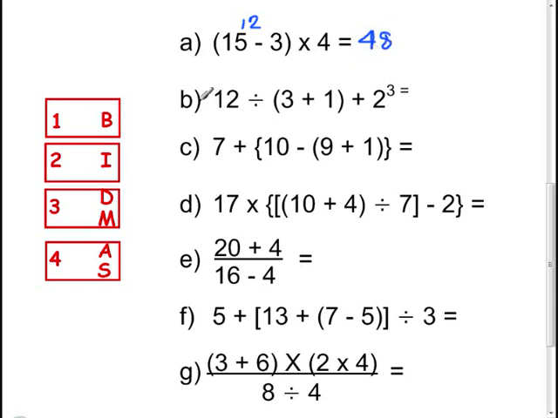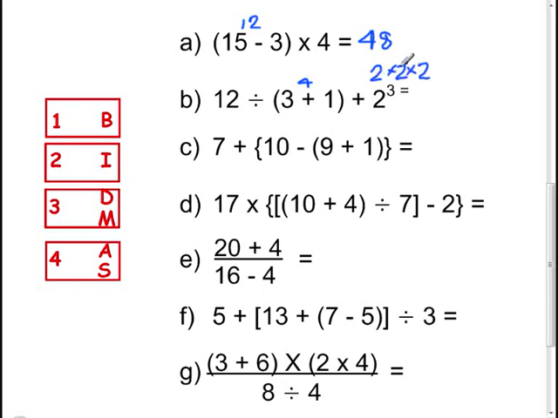Now let's try B. Again, you start with your brackets, and here we've got brackets. 3 plus 1 is 4. I'll solve that first. The second step, well, we've got division, addition, and we've got an indices. Step number 2 says I must solve the indices next. So I've got 2 to the power of 3. That means I write 2 out 3 times, and each time I put a multiplication symbol in between.